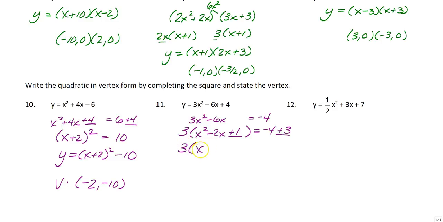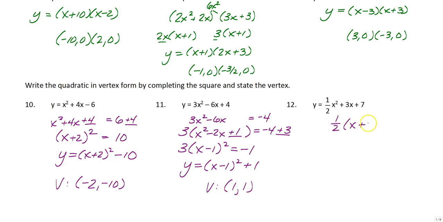We have a 3, x, half of a negative 2 is a negative 1. Quantity squared is equal to a negative 1. Bring that negative 1 back over, and we have y is equal to an x minus 1 squared plus 1, leaving us with a vertex of a positive 1 comma positive 1 because we have to take the opposite. Last example, half x plus 6. Okay, so that's x squared plus 6x plus, we have to leave a little bit of space, is equal to the negative 7.